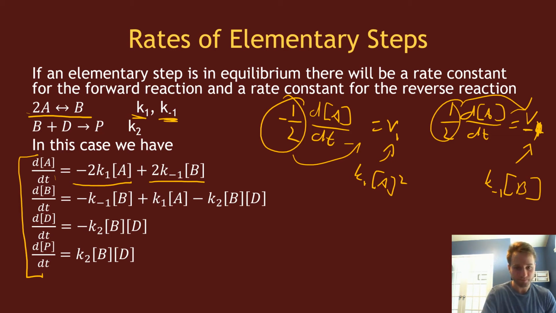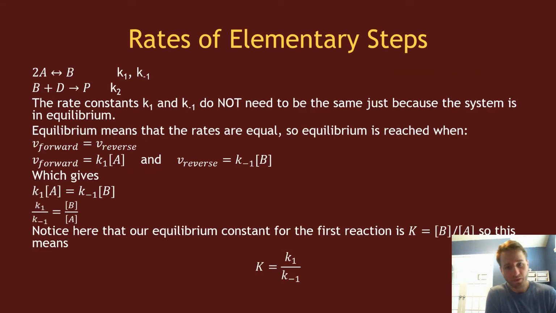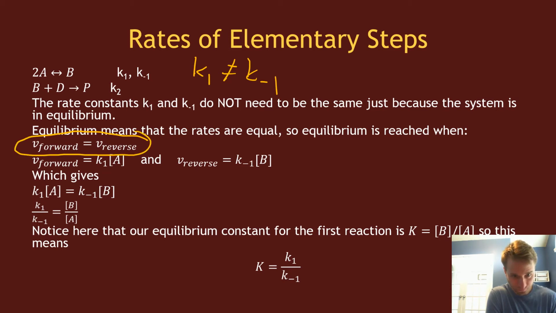So if we have this reaction mechanism where some reaction is in equilibrium, the first thing to note is that if the equilibrium is established, that does not mean K1 equals K minus 1. That is not true. What it means is that the forward rate is equal to the reverse rate. The forward rate for this reaction is K1A squared. I forgot a 2 here. The reverse rate is K minus 1B. And so those two things equal each other, and you get this relationship here.